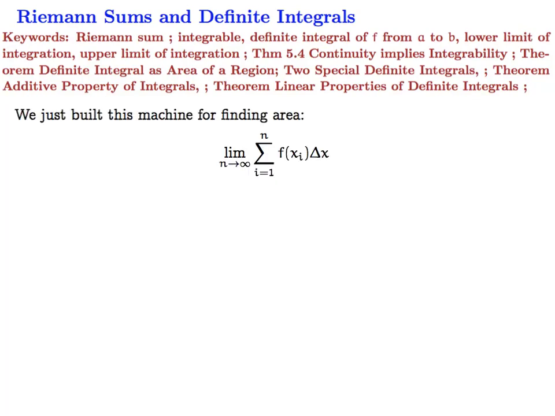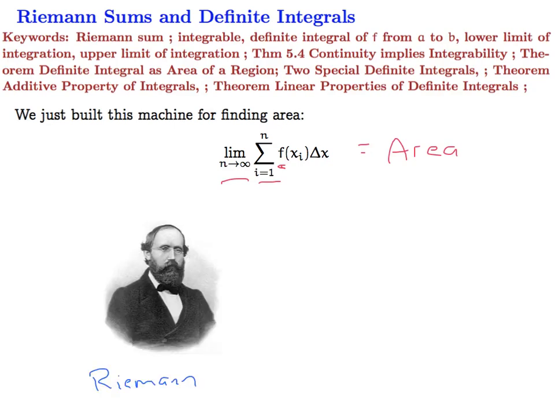Okay, so we just built this machine for finding area. We said grab yourself a function, put it in this machine that takes sums and limits, and it's going to pop out for you area. And mathematicians have been thinking about this for a while, but this guy came around named Bernhard Riemann. And Riemann was looking at these limits and sums, and he thought, well, what happens if I do something different with this function?